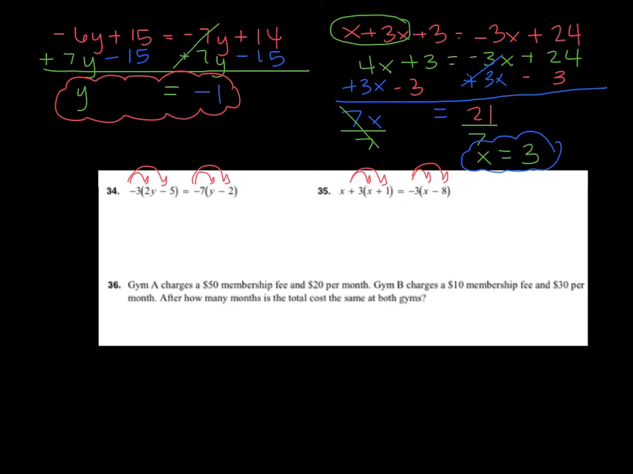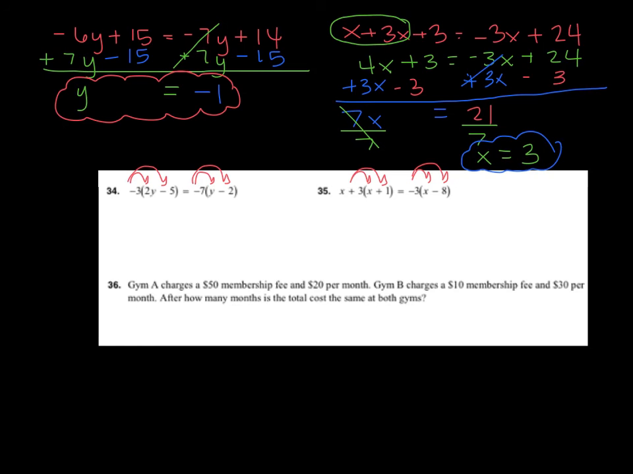Now when you went to solve, hopefully you noticed that you had an x plus 3x on the same side of the equal sign. That's why I combined them and got 4x plus 3 equals negative 3x plus 24. Then you do all your solving the same way we have been, and you get that x is equal to 3.